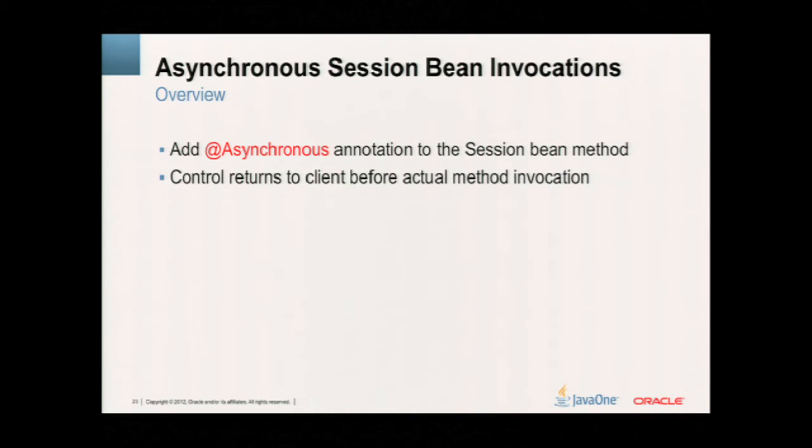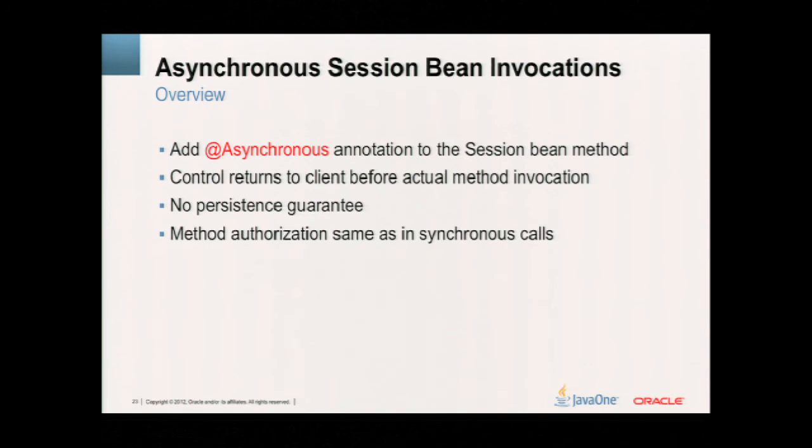And when you mark a method as asynchronous, as you would expect, when you call the method, the control returns back to the caller right away. Execution gets scheduled and happens at a later time, or concurrently on a separate thread. So there are no persistence guarantees here, unlike JMS. It's really lightweight asynchrony. As far as method authorization goes, it's very similar to synchronous calls. You can still use declarative as well as programmatic security. Security does get propagated from the caller.